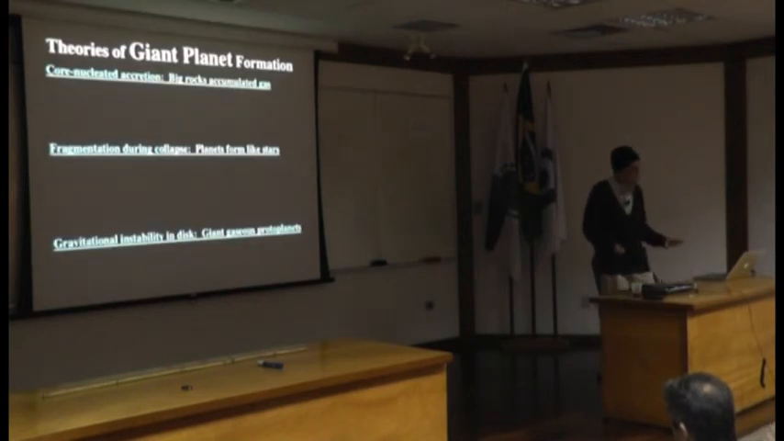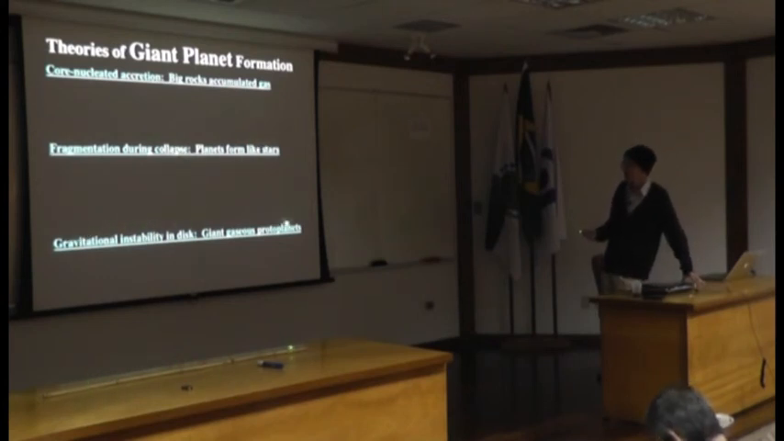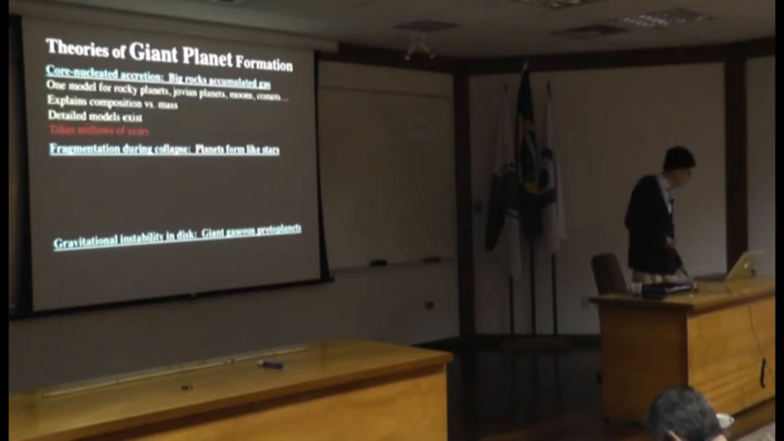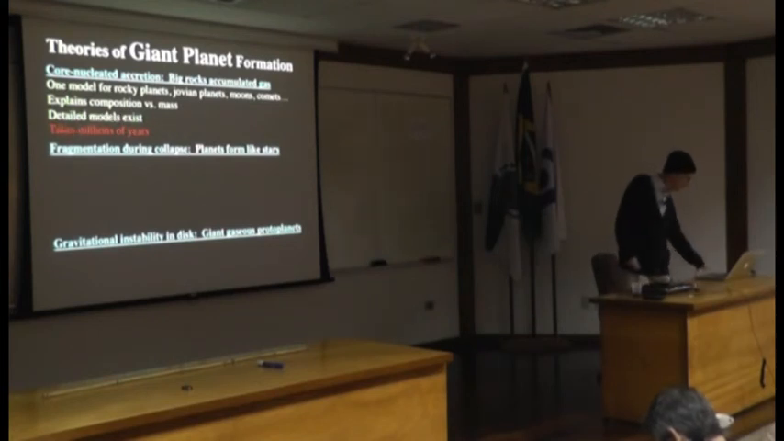So we have different theories of giant planet formation. Core nucleated accretion: big rocks accumulate gas. Formation during collapse: planets form like stars. Gravitational instability in the disk: planets form like some of the models of planetesimal formation. Core accretion takes a little long, but it's one unified model that explains the composition, motion, and mass, and a detailed model exists. It takes millions of years.